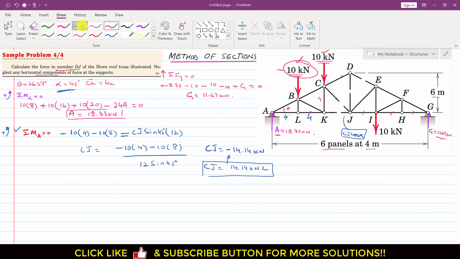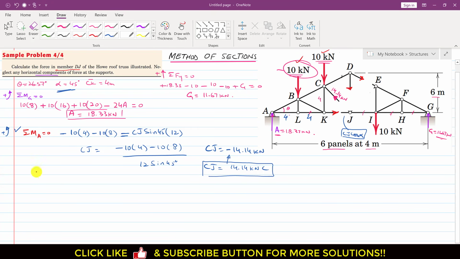So we can write that this is known, this is compressive, and its magnitude is 14.14 kilonewton. And now if we consider the left hand side section, then we will have this de member force, this dj member force, and this kj member force. And again I am assuming that all these member forces are tension forces, they are acting away.